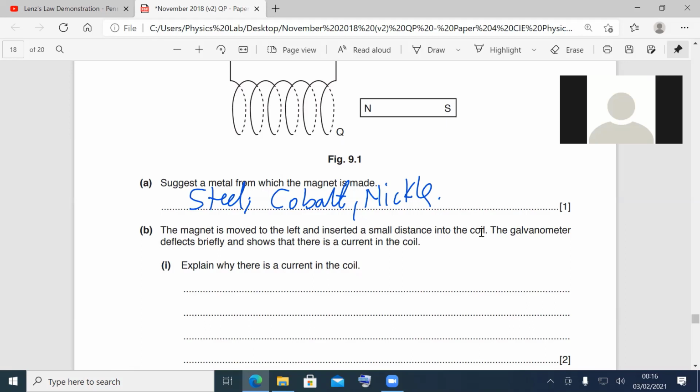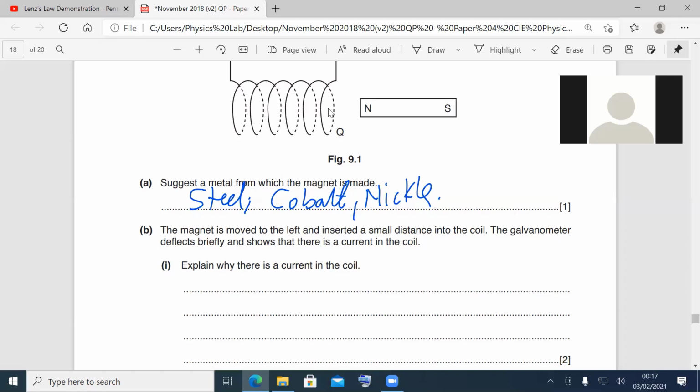So the magnet is moved to the left and inserted a small distance into the coil. The galvanometer deflects briefly and shows there is a current in the coil. Explain why there is a current in the coil. Now, combining what Ivan and Janavi have told us, what brings about the current in the coil is basically the magnetic field, which is cutting this solenoid, which is cutting that coil there. So the magnetic field should be affecting the coil, but not the magnet, as Janavi has said.